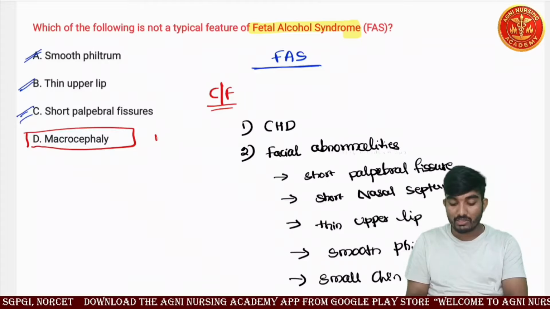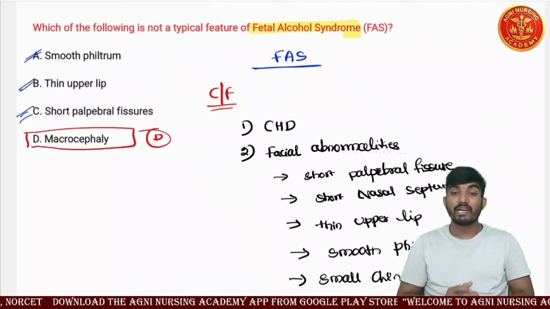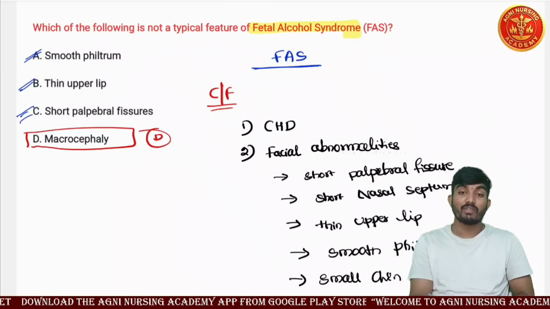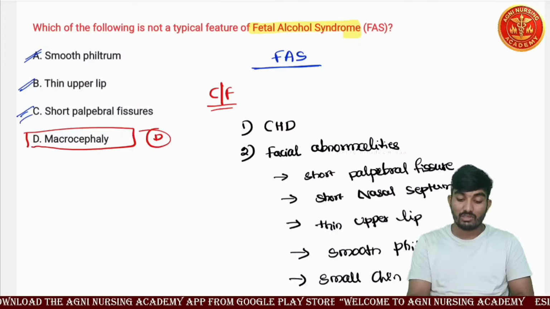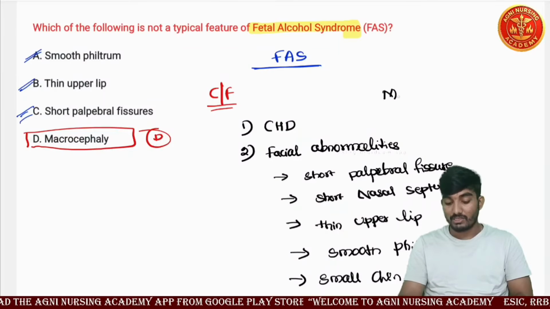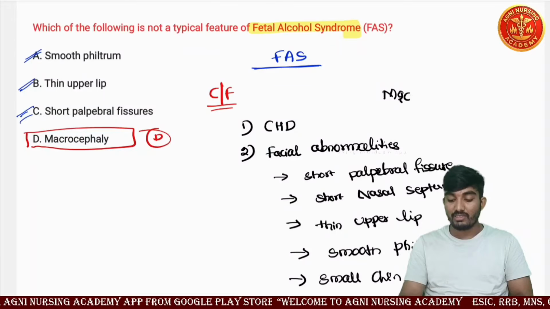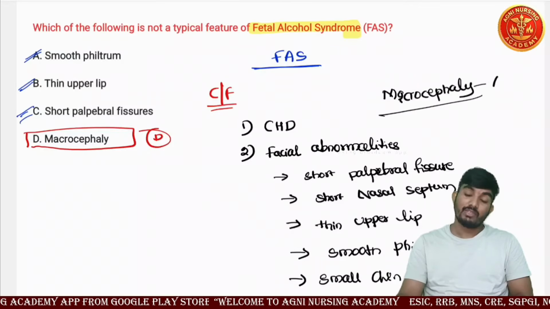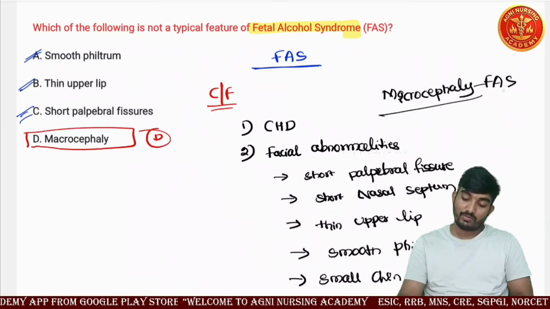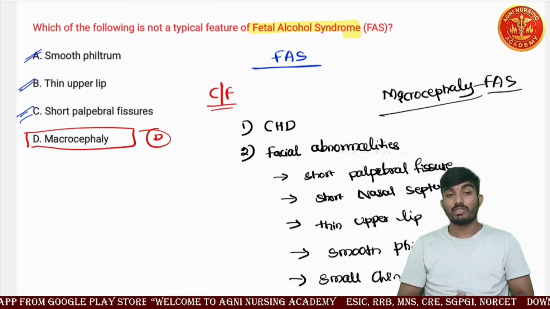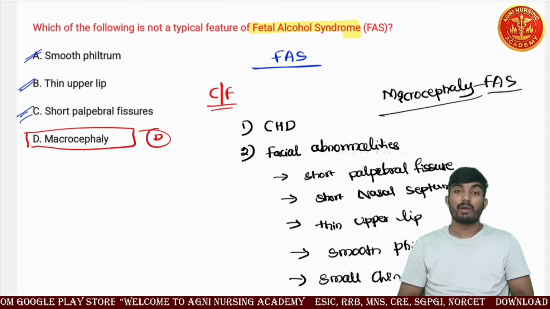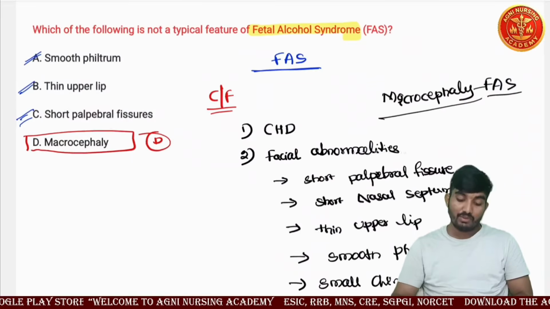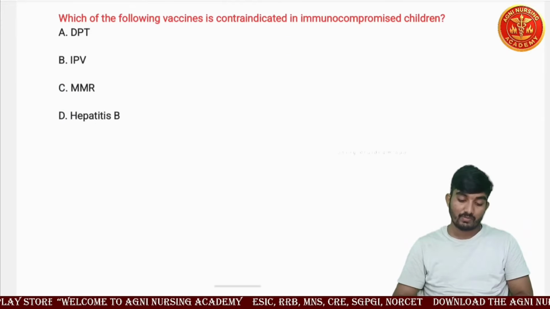This is macrocephaly, that is option D. Macrocephaly is not present in fetal alcohol syndrome. What is present is microcephaly. Microcephaly is present in case of fetal alcohol syndrome. Okay, the answer for our question is option D, macrocephaly. Now we will go to the next question.